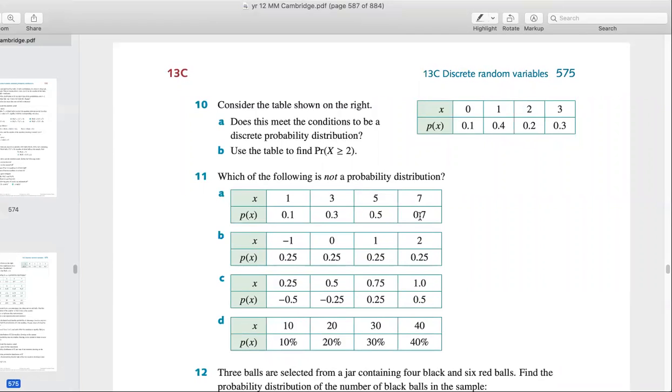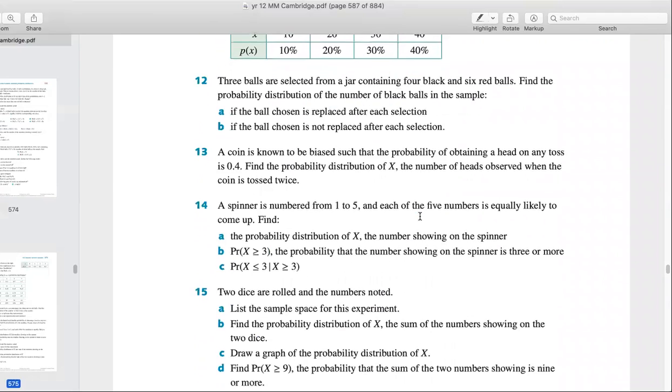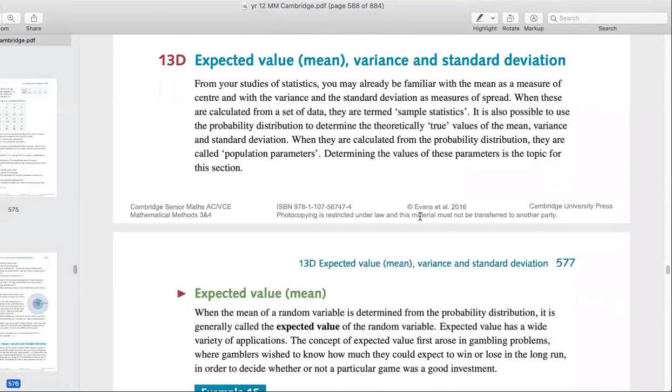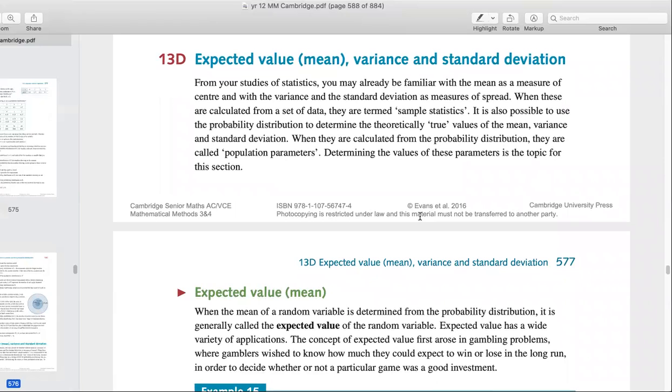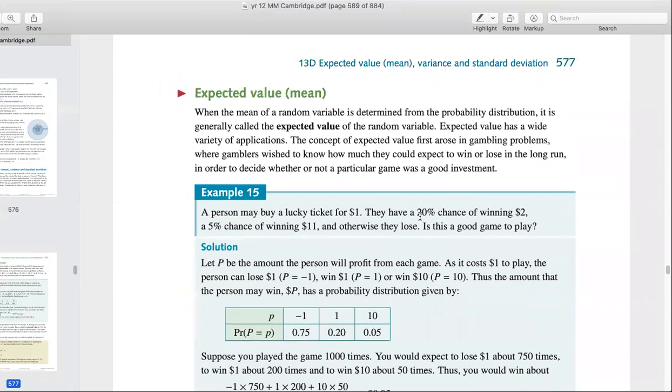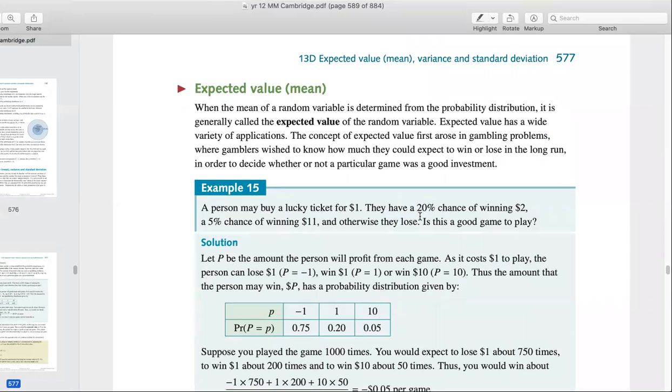But for C, it's not, because it has a negative probability. For D, again, it is, because each of them lies between 0 and 1, and adding them all together we get 1. Okay. So for 13D, another thing to know is what we mean by expected value, variance, and standard deviation. Expected value simply means the mean. It actually comes from gambling.